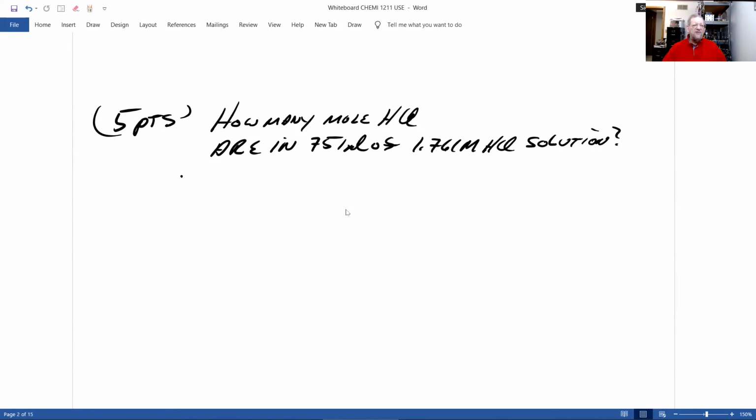And why don't you try this one on your own? If you don't have a calculator, first find out what you are being asked to find, what you are given, and then use your good buddy, your good friend, unit analysis, to set up an equation.